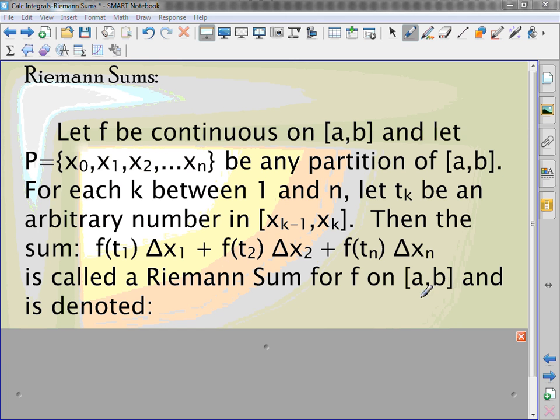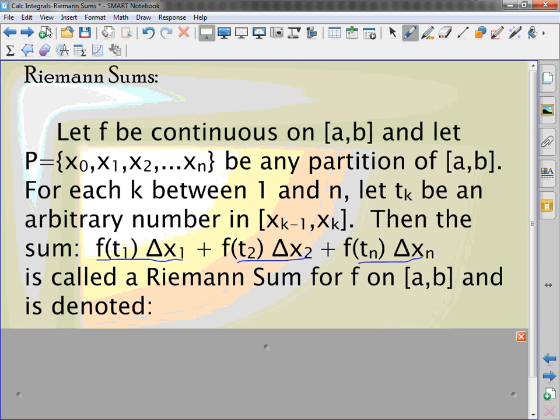All this is saying is I'm taking the area of the shaded region of that rectangle. Because how do I find the area of a rectangle? Length times width. My length is my height. My width is my change in my x. All I'm doing is adding up all of my rectangles.